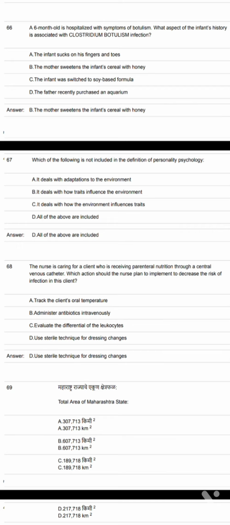67th MCQ. Which of the following is not included in the definition of personality psychology? The answer is D. All of the above are included.